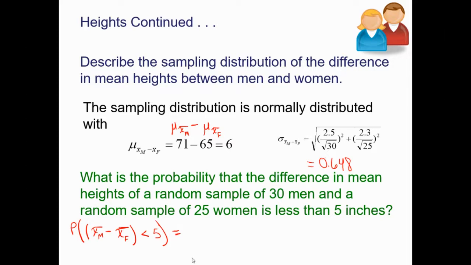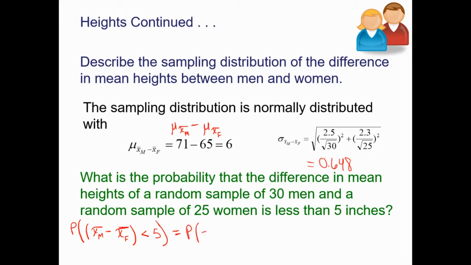Well, we know it has a normal distribution. That's what we saw on the previous slide, or right above, actually. The sampling distribution is normally distributed, so we can standardize and use our Z tables.